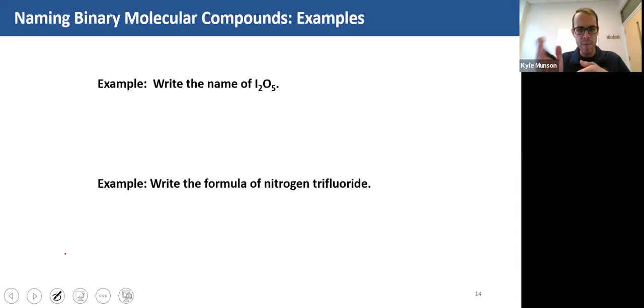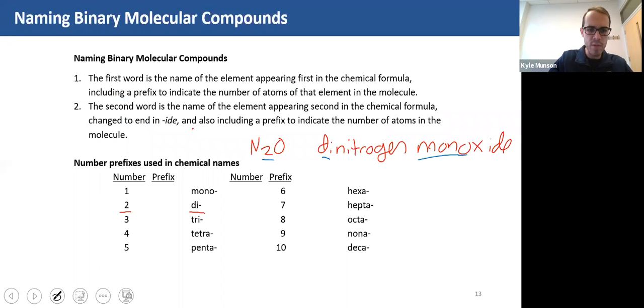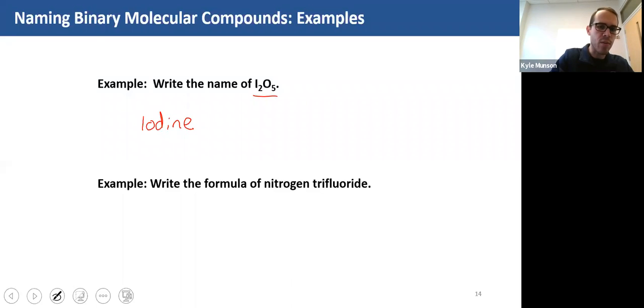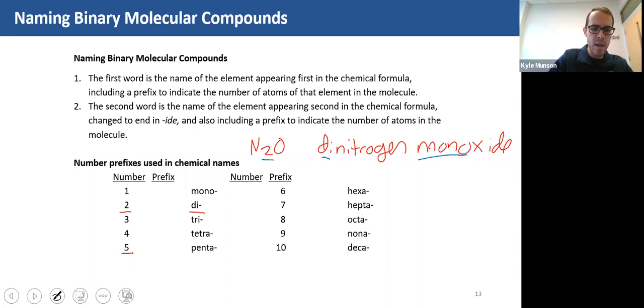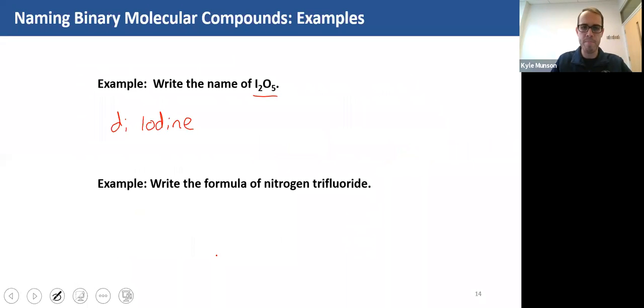So we're going to write the name of this compound on the top, and then we're going to write the formula of the compound that's named on the bottom. Okay, so first off, I'm going to write the first element. It's iodine, right? And then I want to write down how many I have. It's a prefix, right? So for two, we already saw this one, it's di, as we see here. So this is going to be diiodine. And then we have 5 oxygens here. And for 5, we're going to use the prefix penta. So pent-oxide, and I change the last part of the name to IDE for the second element.